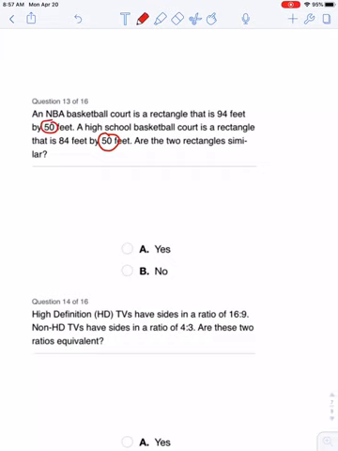Why? These two smaller sides are the same, so the scale factor there is 1. The longer sides, 84 and 94, those aren't equal. This scale factor is not equal to 1. So an NBA court is actually a little bit longer than a high school basketball court. They're not similar.